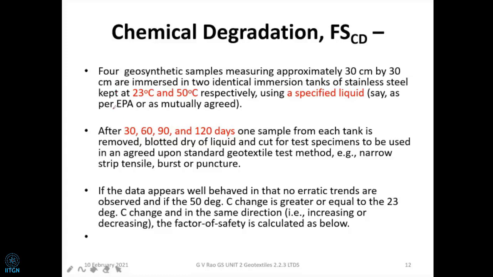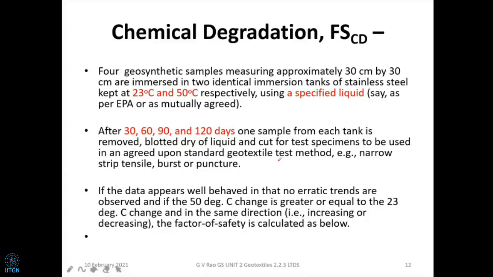Of course, maybe the EPA, the environmental agency of the USA, or by agreement with the client, we pick up the specified liquid or specified leachate, and then we keep it in the tanks, one maintained at 23 and another at 50 degrees Celsius. Then you start removing these samples at 30 days, 60 days, 90 days, 120 days, with a number of samples. One sample from each tank is removed, blotted dry of liquid, and cut for test specimens to be used in an agreed upon standard geotextile test method.